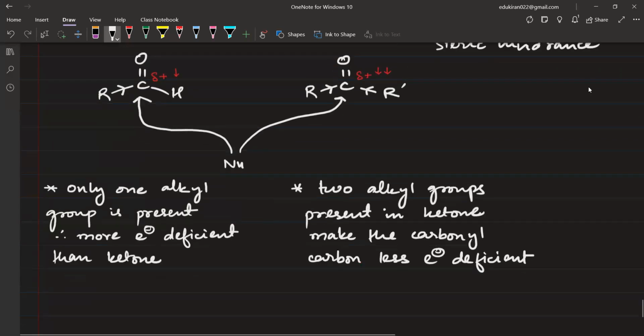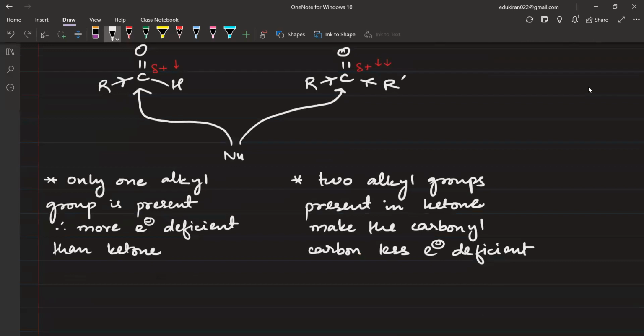Okay. Another thing which you can very easily see is that the nucleophile has to come and attack the aldehyde, and it has to face only one alkyl group, one bulky group, and the other atom is very small, a hydrogen atom. But here we have two bulky groups. That is why it is going to be less reactive. So the next point is that this is less hindered. This is more hindered.